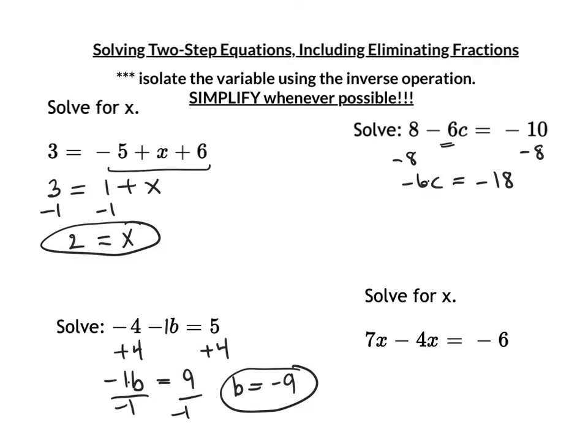This is negative 6 times c. That's the coefficient. It's the last thing we get rid of. To get rid of something that's multiplied, we divide. We divide both sides by negative 6, and c is 3.